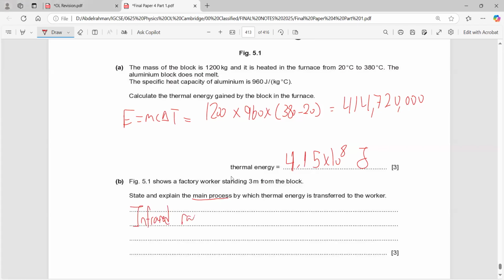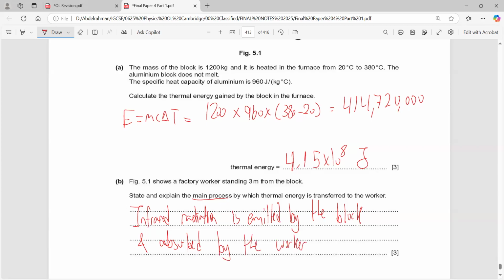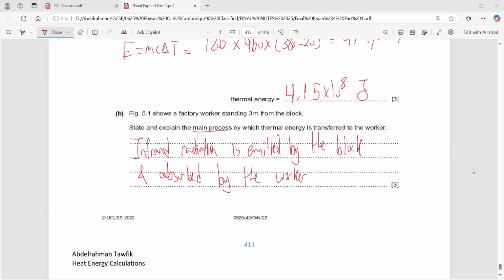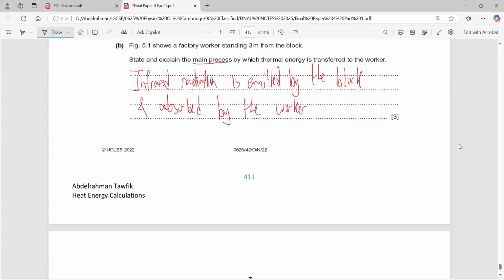Infrared radiation is emitted by the block and absorbed by the worker. Easy. Infrared radiation, 2 marks. And then absorbed by the worker is worth 1 mark. Infrared radiation is emitted by the block and absorbed by the worker.